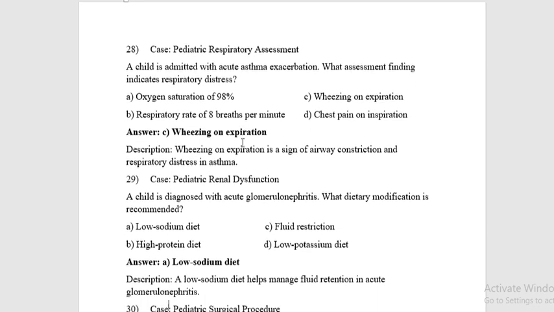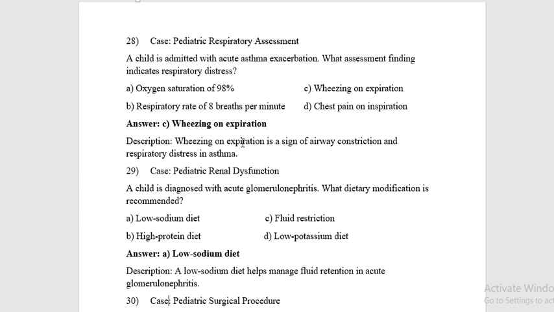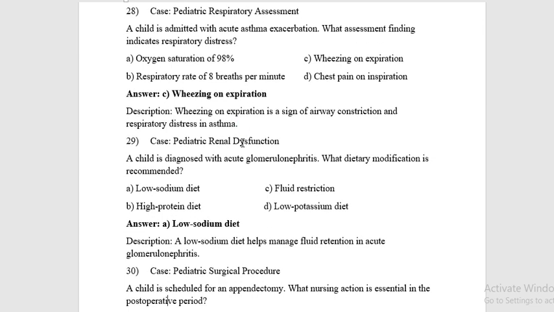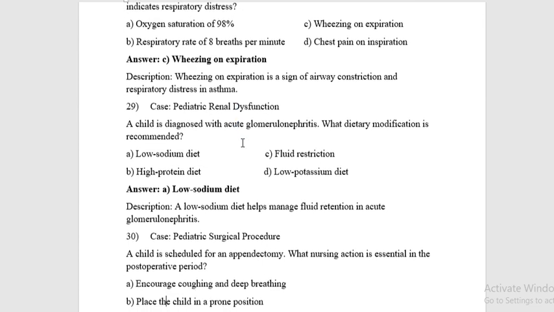Question 29. Pediatric renal dysfunction. A child is diagnosed with acute glomerulonephritis. What dietary modification is recommended? A. Low sodium diet. B. High protein diet. C. Fluid restriction. D. Low potassium diet. Answer is A.